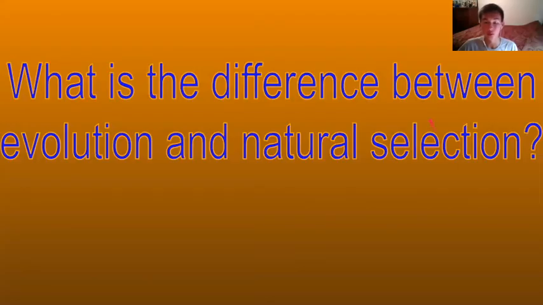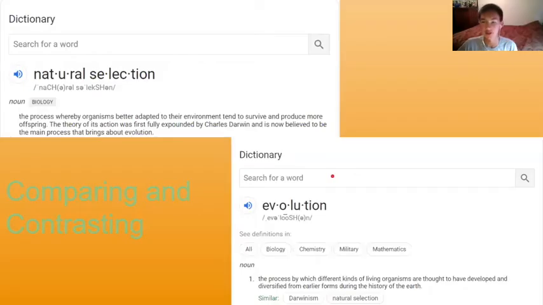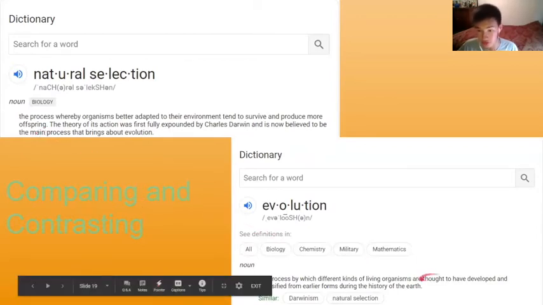Okay, so now we're going to talk about the difference between evolution and natural selection. Again, let's go to the textbook definition, comparing and contrasting them. We already know what the definition for evolution is here.